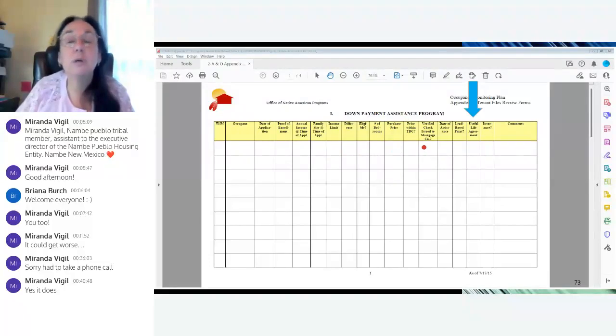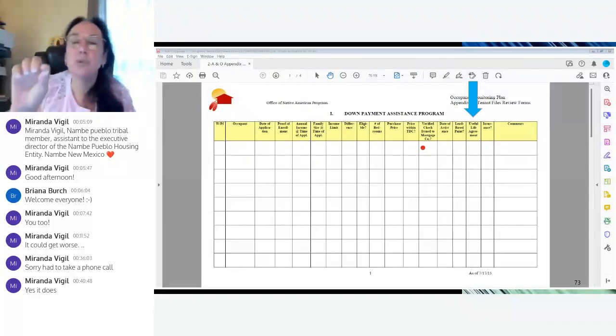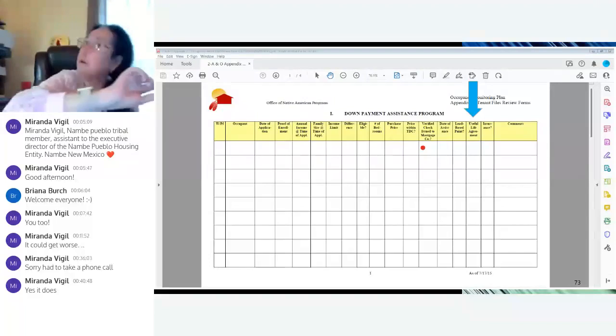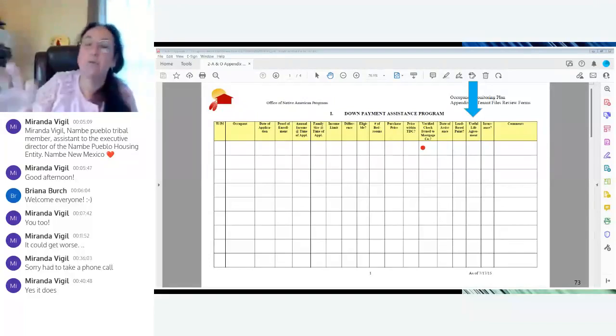Is a verified check issued to the mortgage company? We're not allowed to issue those to your tenant. You can put the mortgage company and your tenant on there, but you cannot just issue it to your tenant. You'll get in trouble because people have walked with those.